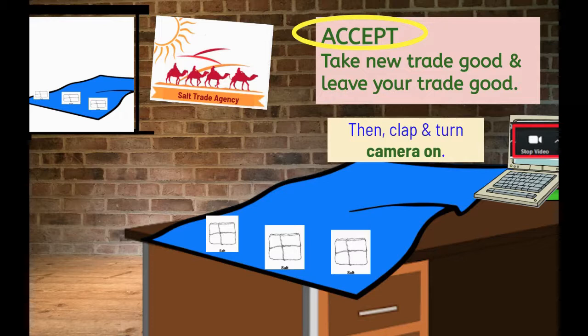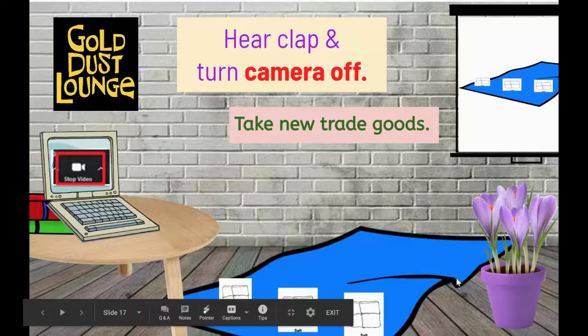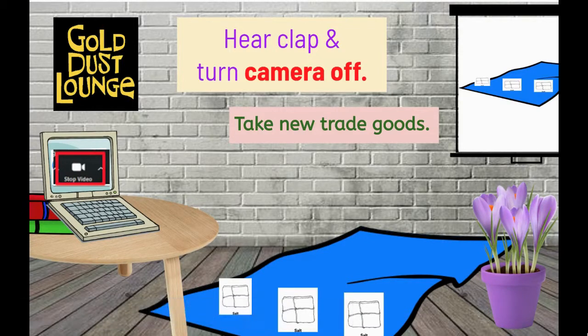And as always, after you clap, you turn the camera on. In the other room, they're going to hear the clap and turn their camera off. They're going to take the new trade goods. They understand that their offer was accepted. They take these new trade goods, and then the whole process can repeat itself.